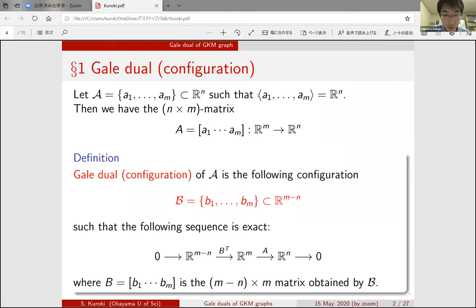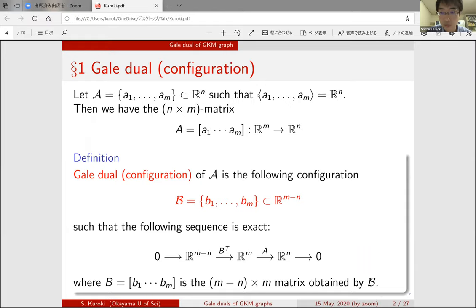Okay, then we get an exact sequence. And also the kernel of A is the image of B transpose. And B is an (M minus N) by M matrix, which is coming from the vectors B. Okay, so this is a Gale dual. And if you are interested in these notions more precisely, then you can read Ziegler's book about polytopes, or Buchstaber and Panov's book about toric topology.